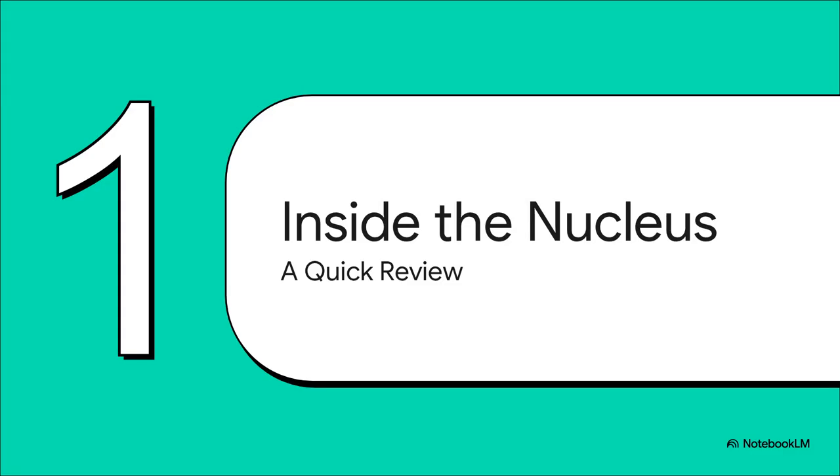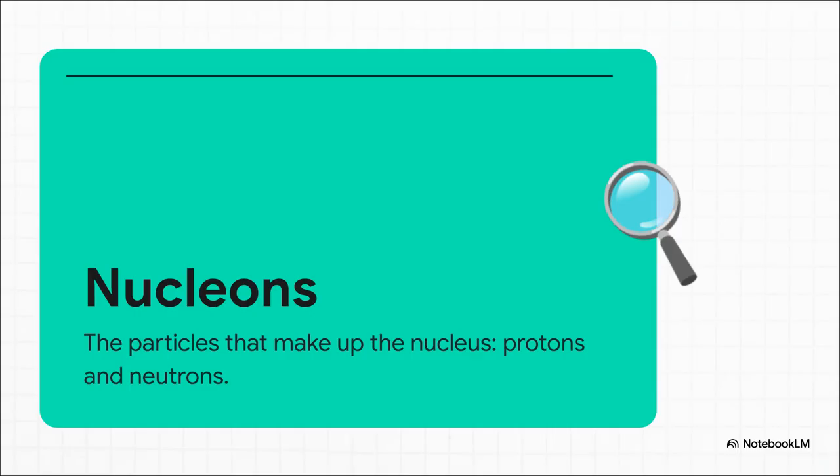All right, before we get into the really wild stuff, let's just do a quick refresher on the absolute basics of what's going on inside that nucleus. Okay, so right in that super dense middle of the atom, we've got these particles we call nucleons. It's a bit of a fancy word, but it's really just a catch-all term for the two players in the game: protons, which have that positive charge, and neutrons, which, you guessed it, are neutral.